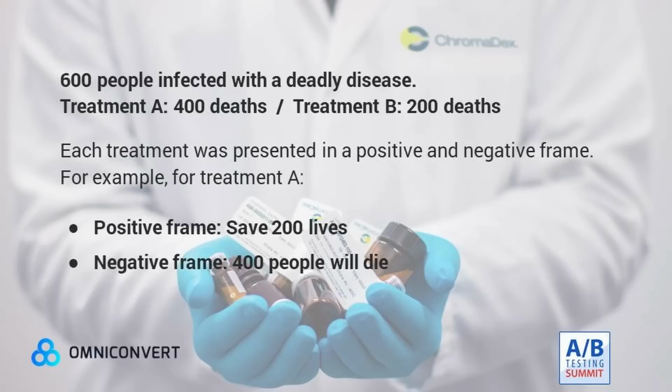The thing was like this. 600 people are infected with a deadly disease, and we have two kinds of treatments. Treatment A will lead to 400 deaths, treatment B to 200 deaths. Each treatment was presented in a positive frame and in a negative frame as well.